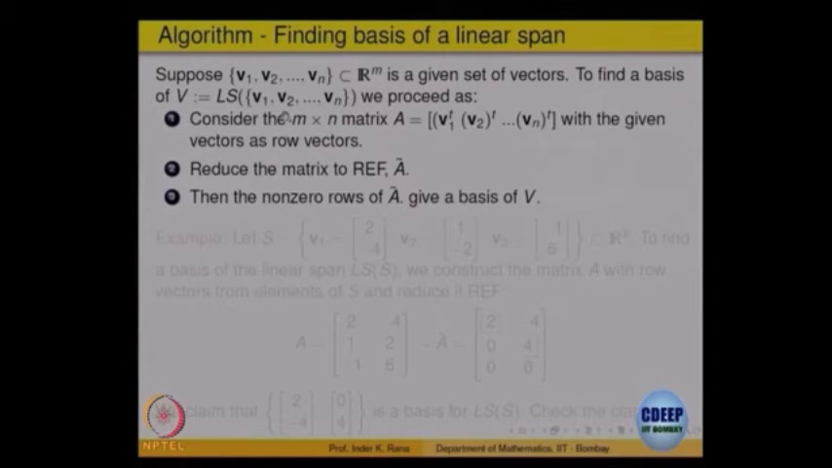So, what I do is write the matrix A. Now, instead of writing these as column vectors, write them as row vectors. So, form a matrix; why is there a transpose? Because V1 is normally taken as a column, and I want to write it as a row vector. So, form a new matrix A whose first row is the vector V1 written as a row vector, second row V2 written as a row vector, and so on.